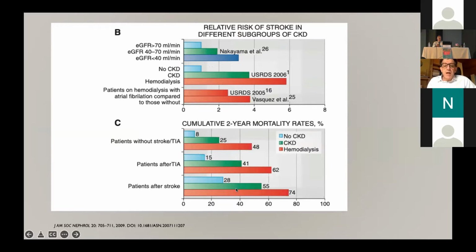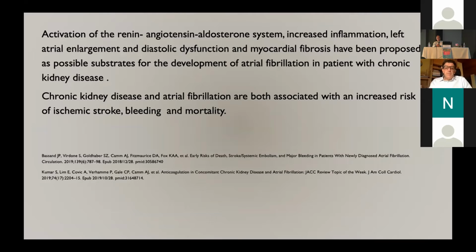And at the same time, we have higher rates of mortality for these patients. And why is this happening? It could be happening because of the activation of the renin-angiotensin system, causing inflammation, atrial enlargement, diastolic dysfunction, and myocardial fibrosis, and this could be the reason for the development of atrial fibrillation.